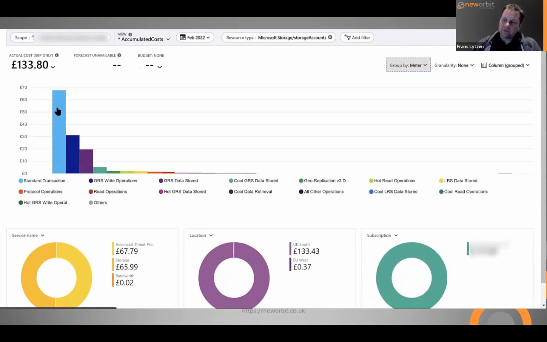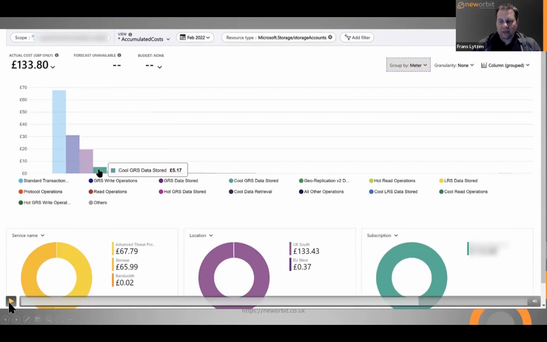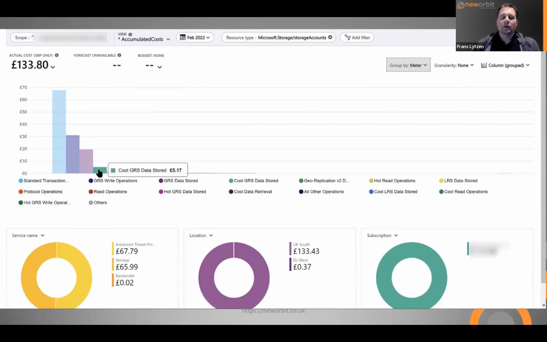But what you'll see, if I look at just meters, it tells us it's mostly transactions and operations. It's not actually storage that's the big cost. Now that's interesting, because with storage, usually the big cost is in the storing of the data, not the reading and writing. And that's one of those things, as I said, with storage, you pay separately for operations and for the data storage. So that's already interesting. There's something about how they're using it that is a bit unusual.